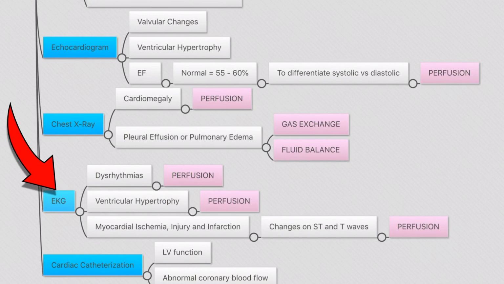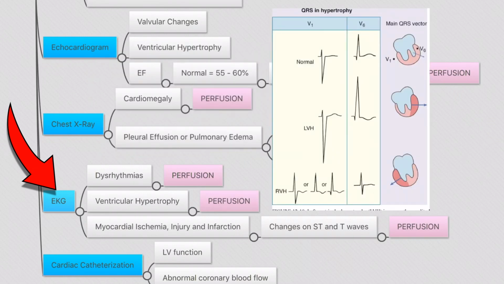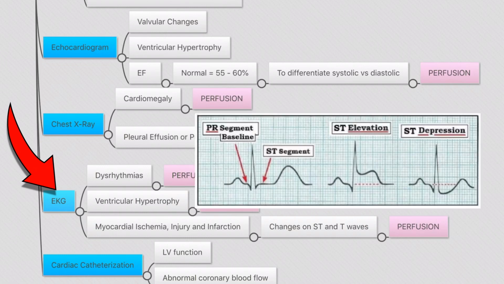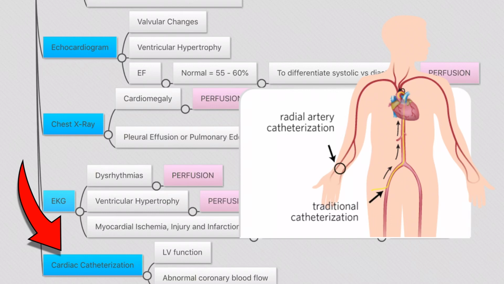The next one will be EKG. EKG to determine any dysrhythmia or underlying dysrhythmia, specifically AFib. So again, it's a perfusion issue, any ventricular hypertrophy, and lastly, the EKG, especially a 12-lead EKG, can determine myocardial ischemia, injury, and infarction. They look at specifically any changes on the ST segment and the T waves. Lastly, you can do a more invasive procedure such as cardiac catheterization to determine the left ventricle function, but also determine any abnormal coronary blood flow that may be a risk factor for heart failure.